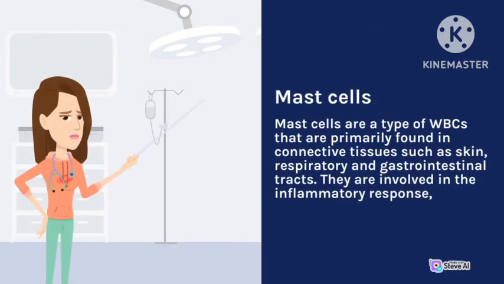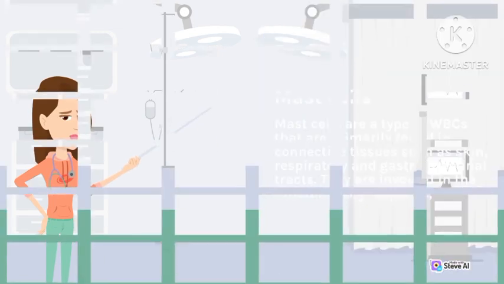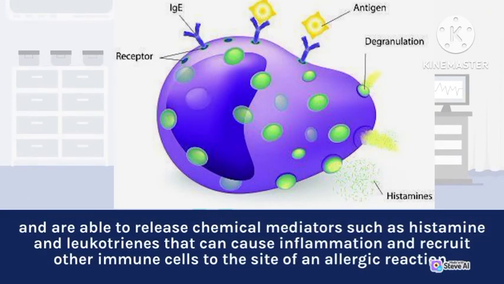Mast cells. Mast cells are a type of WBCs that are primarily found in connective tissues such as skin, respiratory, and gastrointestinal tracts. They are involved in the inflammatory response and are able to release chemical mediators such as histamine and leukotrienes that can cause inflammation and recruit other immune cells to the site of an allergic reaction.